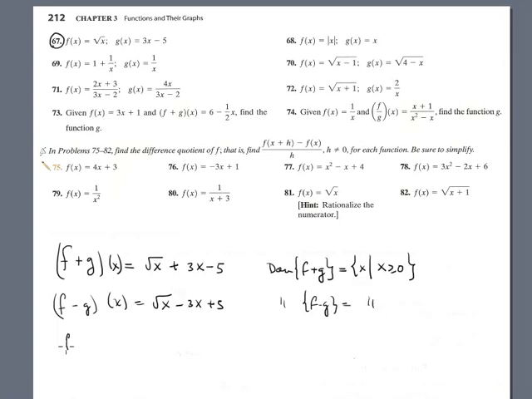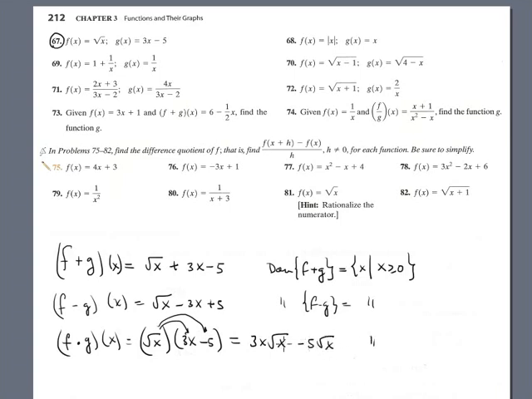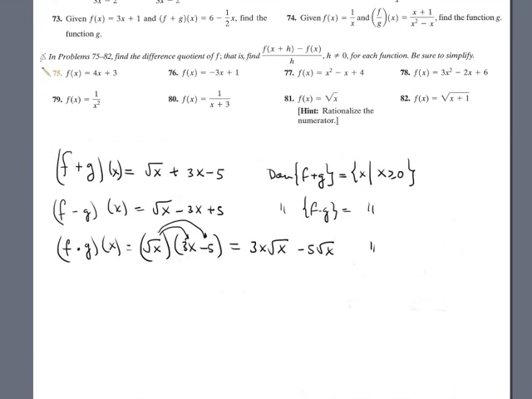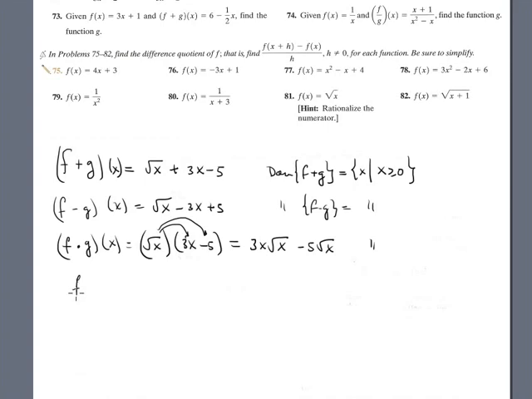Now multiplication. f times g is radical x times 3x minus 5. Okay, you can, for example, multiply this and this is 3x radical x, and this and that is minus 5 radical x. And the domain is the same, because the expression inside the radical must be non-negative. And division, f divided by g, is radical x over 3x minus 5.